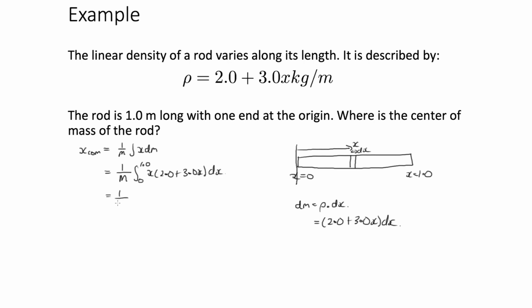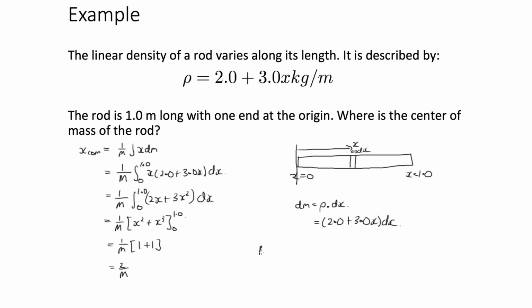So this is equal to 1 over m times the integral from 0 to 1 of 2x plus 3x squared dx. So let's integrate that. We've got 1 over m times x squared plus x cubed from 0 to 1, which is equal to 1 over m times 1 plus 1, which is equal to 2 over the total mass. So now what we're going to have to do is find the total mass of this object.